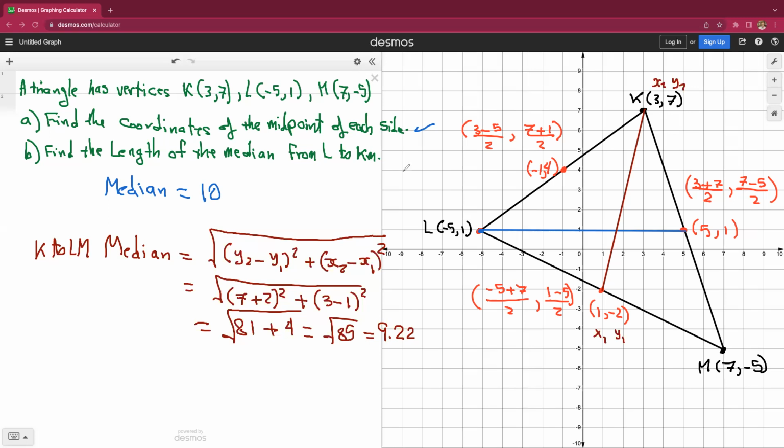So let's say I want to find the length of K, or I want to find the length of the median from K to LM, which is this line. Also, what I could do, I could just draw dotted lines. Here, this will be a right angle triangle. Now I count the length from here to there, which is 1, 2, 3, 4, 5, 6, 7, 8, 9. So that's 9. And I count the length of the horizontal right here, which is 1, 2, that's 2.